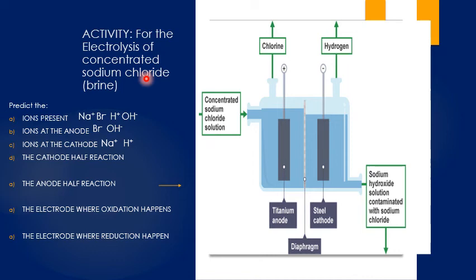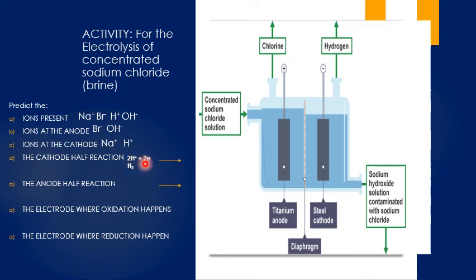Now let's get the cathode half reaction. By now you should know that it's going to be H plus because we don't have copper or silver present. So you have H plus plus electrons gives you H2, and we have to balance this equation. Hence, we have the 2 in front of hydrogen and the 2 in front of the electron.